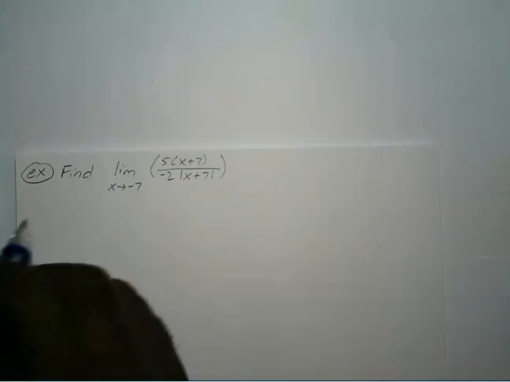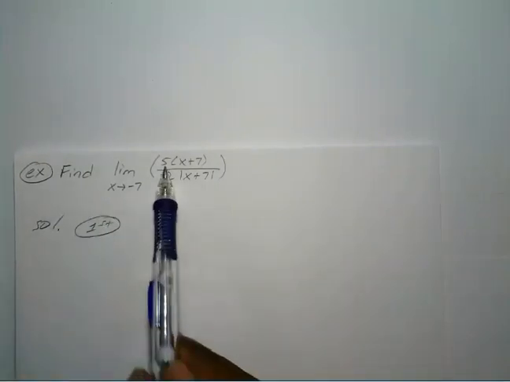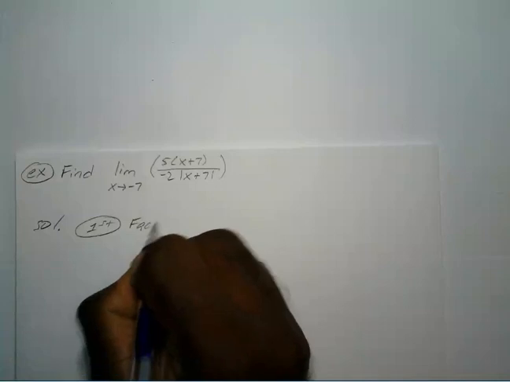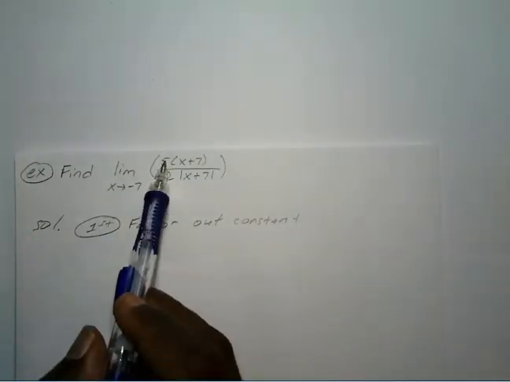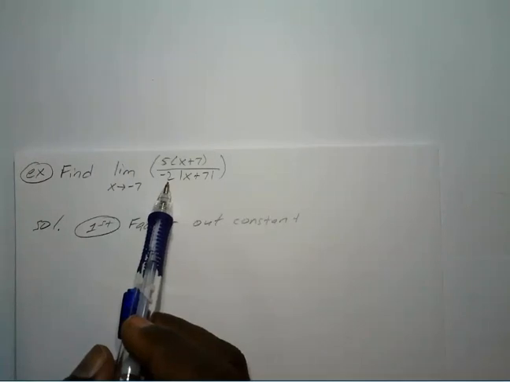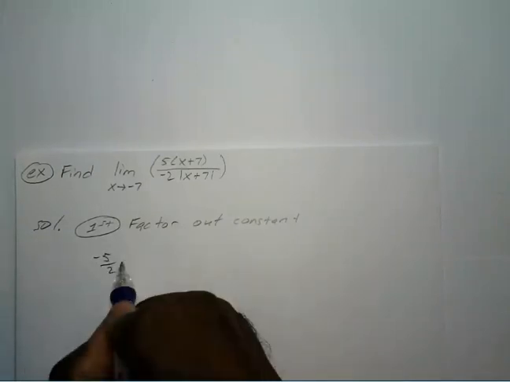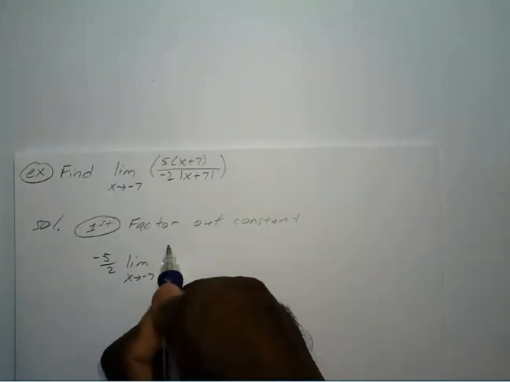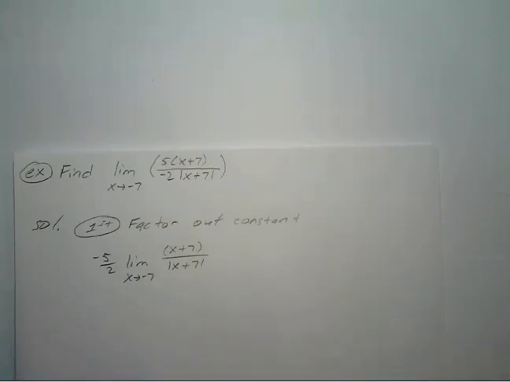Alright, so this is how we're going to approach this one. The first thing we're going to do, just to kind of simplify that a little bit, is factor out our constant. We're going to factor out that -5/2. Remember your properties of limits, you can factor out those constants right out to the front. So that would be -5/2 times the limit as x approaches -7 of x plus 7 over the absolute value of x plus 7. That's all we did, just to simplify that and make it not so scary looking.